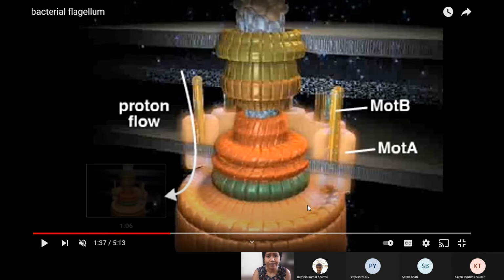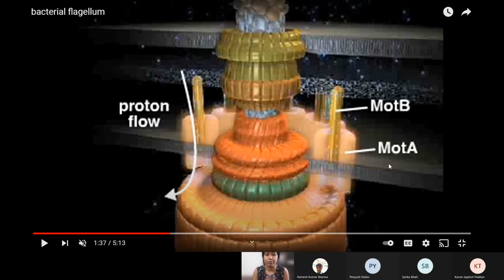Okay, here they are specifically mentioning the proteins that are part of the stator. It's not necessary for you to memorize these names of the proteins, because as I said, there are about 60 different proteins present in the flagella. Not possible to remember all of them. But definitely you must remember something called flagellin. It's simple and easy to remember.